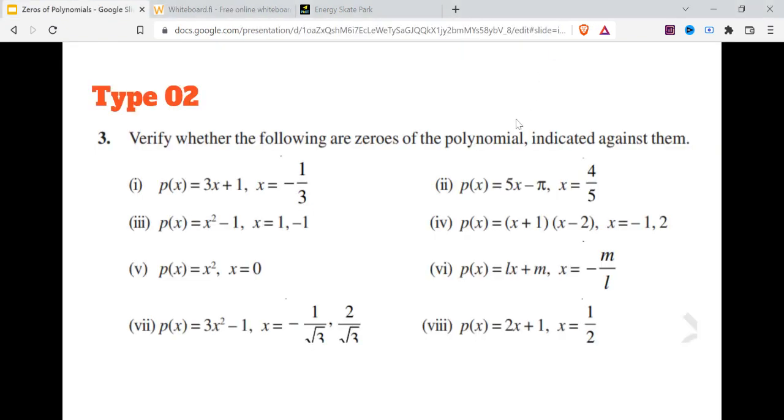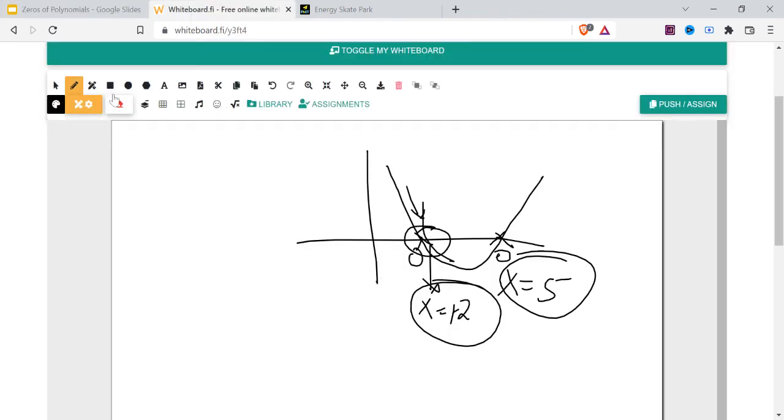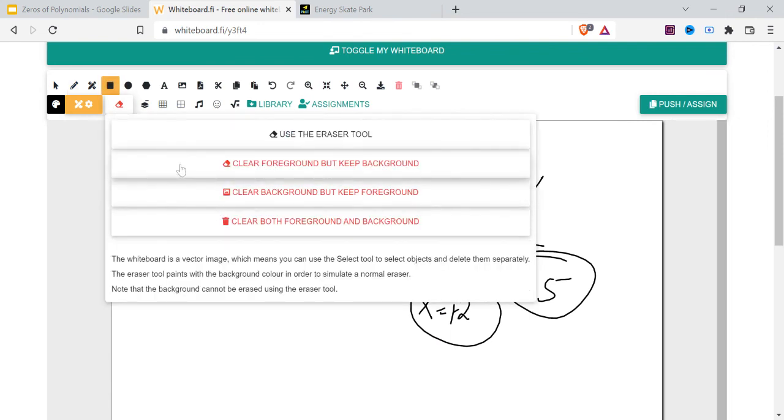After this, there is a second type of question which you can see on your screen: verify whether the following are zeros of the polynomial. It's the same, just put the value of x. Let me do one example for you. Say the third part, 3x plus 1 at x equals to minus 1 by 3. Let me draw this.